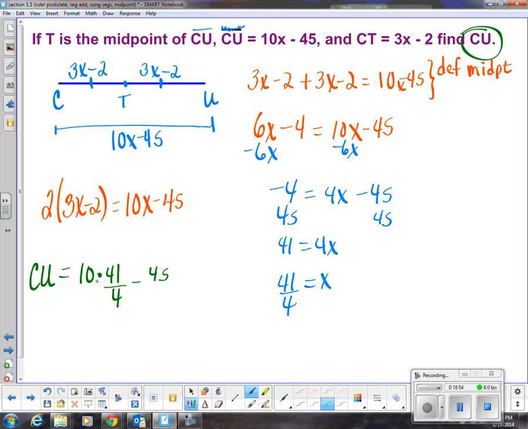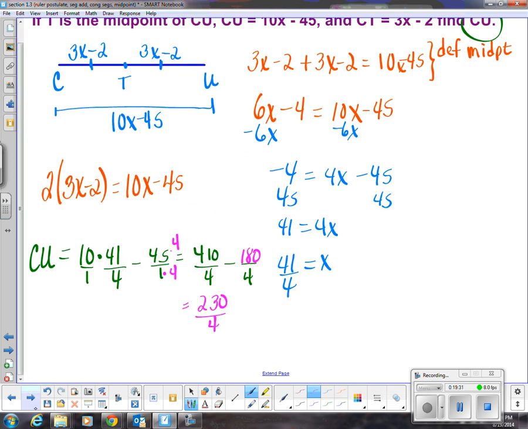You need to be able to work with fractions. You will not have a calculator on every question on the EOC, so we need to work on this. This is going to be 410 over 4. Now, when you add fractions, you have to have a common denominator. So that's going to be minus something over 4. What did I multiply 1 by to get the common denominator? 4. 45 times 4 is 180. So now if I take 410 and I subtract 180, I'm going to end up with CU to be 230 over 4. All right, and I believe it is your turn.